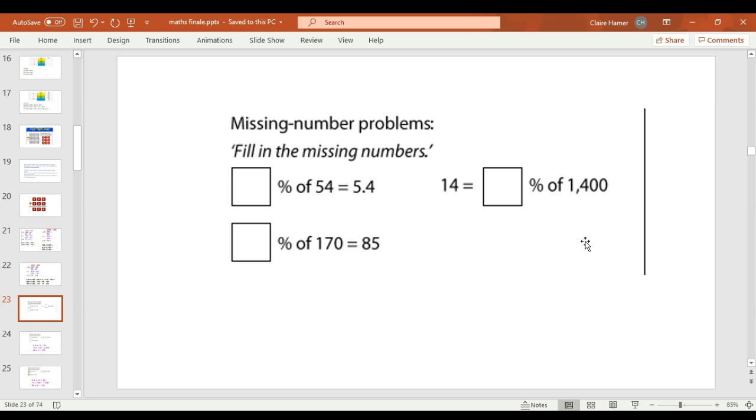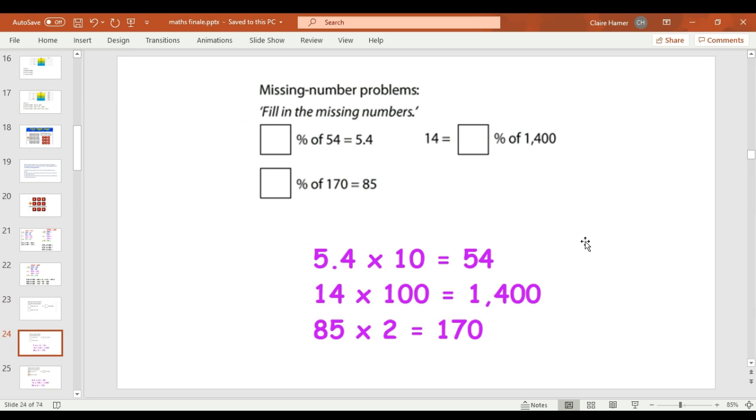Right, I'm now going to show the little bit of help, which might help you to get the answer if you haven't already. So I worked out what you multiply 5.4 by to get to 54. So I know that 5.4 times 10 is 54. I know that 14 multiplied by 100 is 1,400. And I know that 85 multiplied by 2 is 170. So if you haven't already got the answers, these multiplication sentences might help you. Think about the 10, think about the 100. So pause the video and see if you can work it out now.